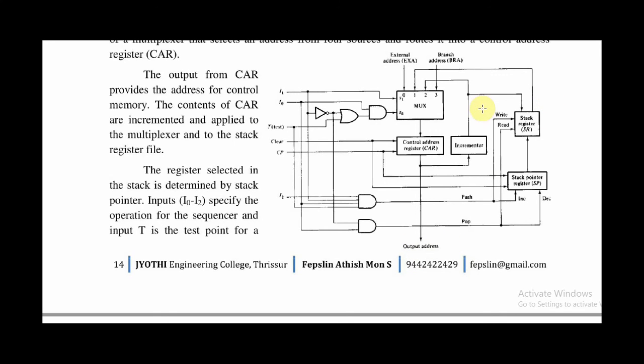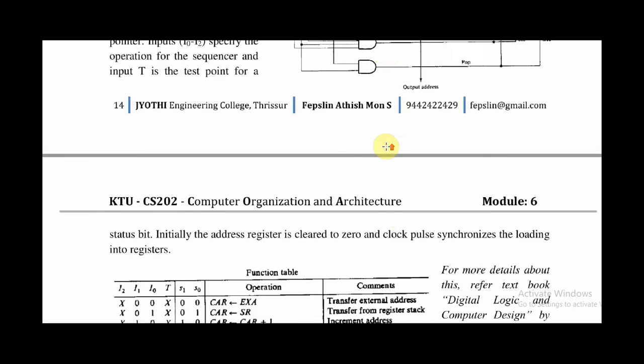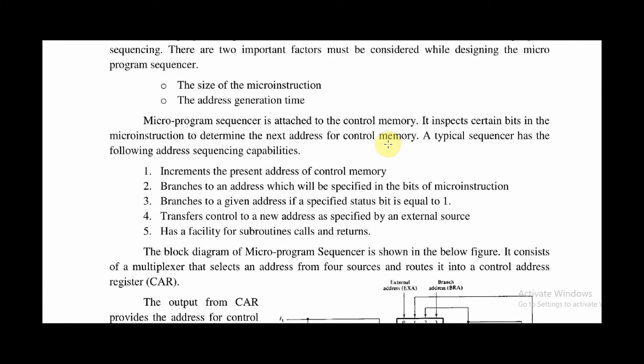Along with this, we have a stack register to perform stack operations. That is, in the case of subroutines or some branching, we need to perform stack operations. For that, we have a stack register, and to assist the stack register, we need a stack pointer. All these things are controlled with the timing lines and the external control inputs. So that's all regarding the architecture of the microprogram sequencer. Thank you.